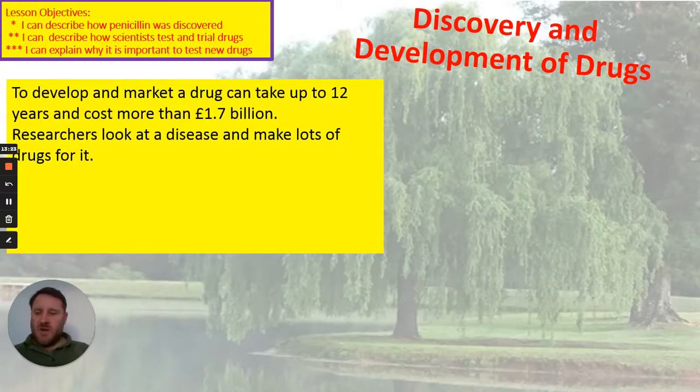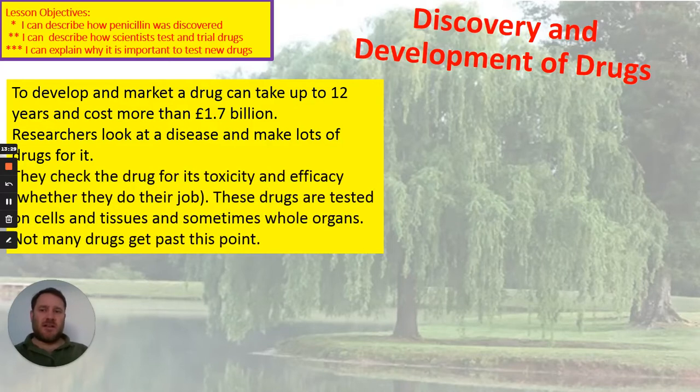So to develop and market an actual drug can take up to about 12 years and cost almost £2 billion. That's a lot of money. Researchers will look at a disease that exists and make a whole load of drugs that they think will work on that disease. But of course you can't just send all these different drugs out to the public. They have to look at the toxicity, how poisonous it is, and whether or not the drug actually does the job it's supposed to do.